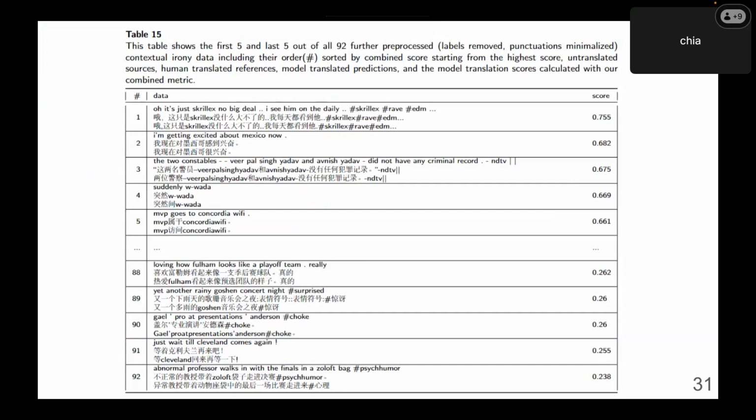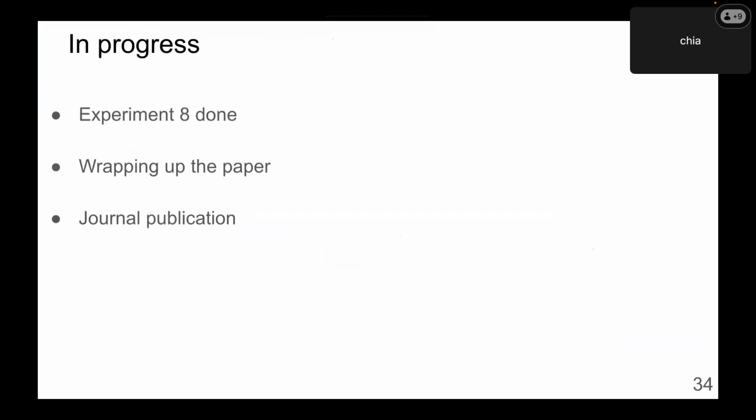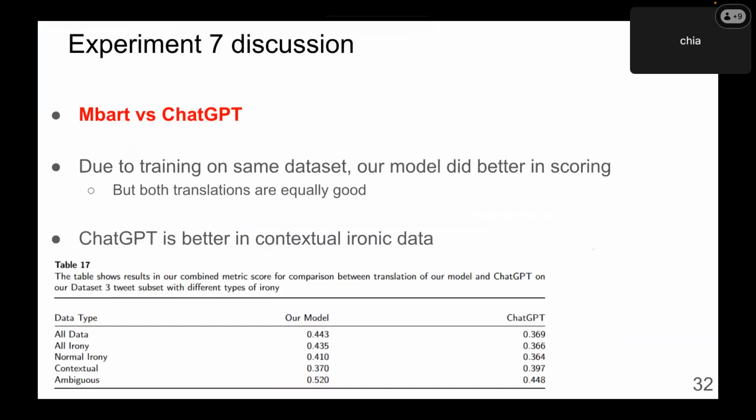That's good. About the experiment 7, you compared mBART and ChatGPT. In the result of your experiments, ChatGPT is better than the computerized one. Yeah. I heard this short discussion, but you made a discussion in detail: why is ChatGPT better than the others? Okay.